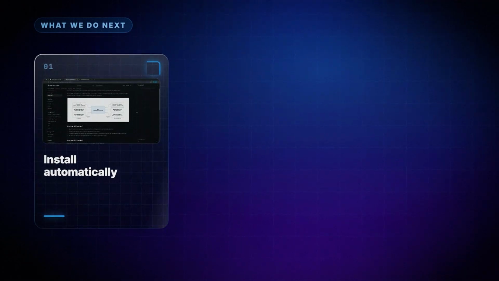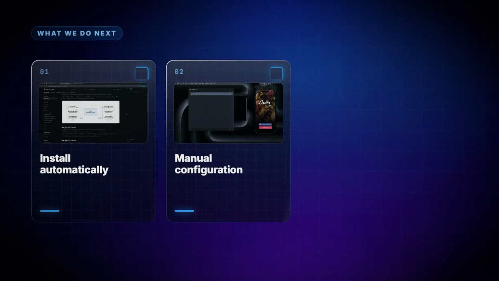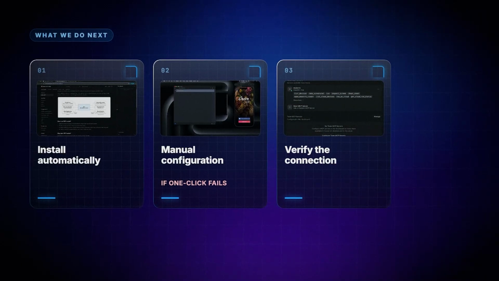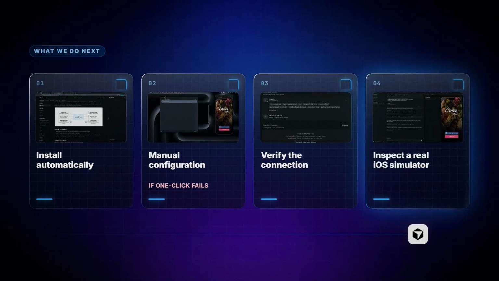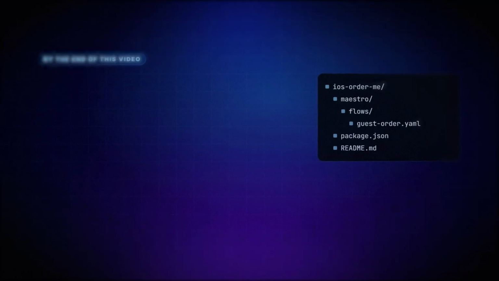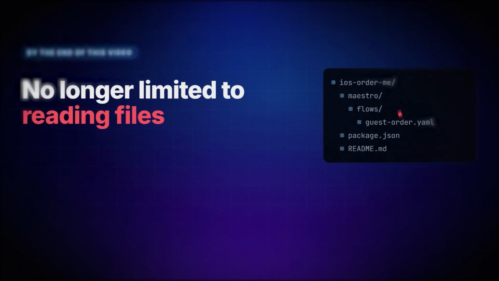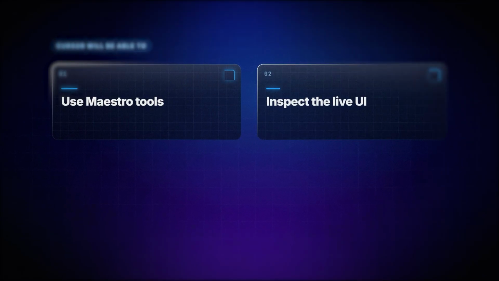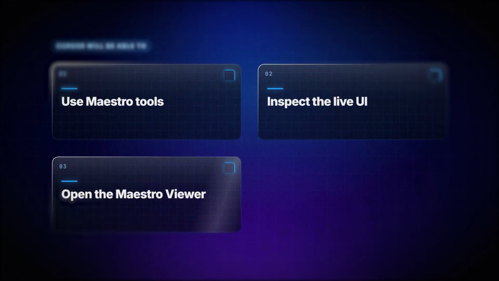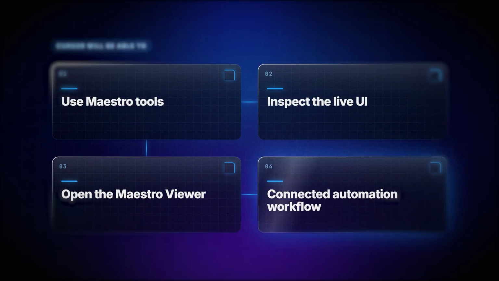In this video, I am going to show you how to fix that by connecting Cursor to the official Maestro MCP server. We will install it automatically, look at the manual configuration in case the one-click setup does not work, verify the connection, and then use Cursor to inspect a real iOS simulator. By the end of the video, Cursor will no longer be limited to reading files inside the repository. It will be able to use Maestro tools, inspect the live UI, open the Maestro viewer, and participate in a much more connected automation workflow.